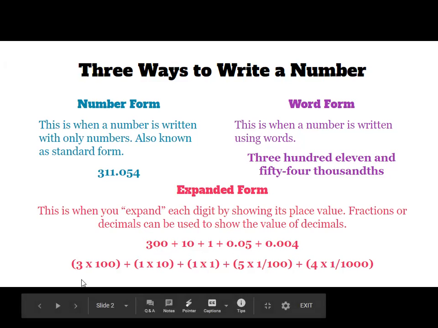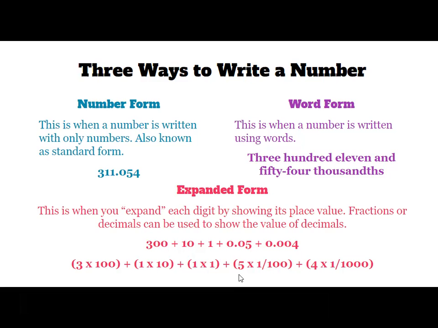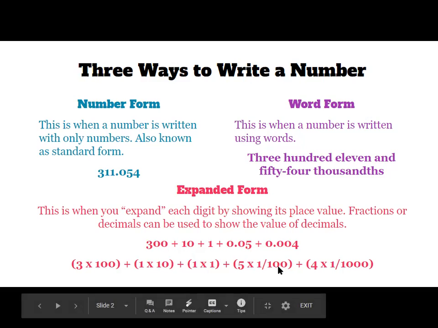We might also see it represented this second way, where we're taking the digit that's in that place and multiplying it by the value of that place. So this is telling us that there's going to be a 3 in the hundreds place, and 3 times 100 would be 300. This is telling us there's going to be a 1 in the tens place, a 1 in the ones place, a 5 in the hundredths place, because we would multiply 5 times 1 hundredth to get 5 hundredths, and then a 4 in the thousandths place, because if we multiply 4 times 1 thousandth, that would give us 4 thousandths. So both of these are representing the same decimal, 311 and 54 thousandths.